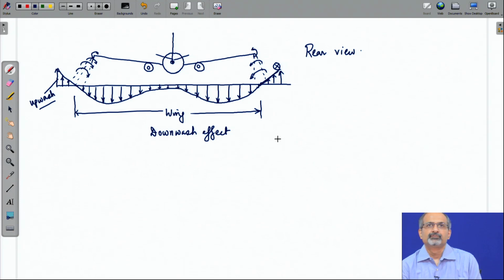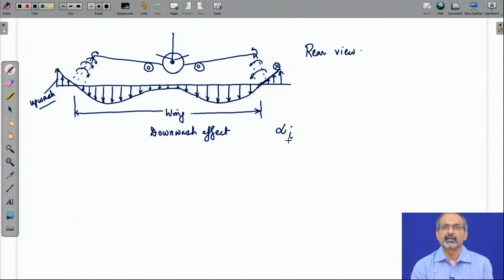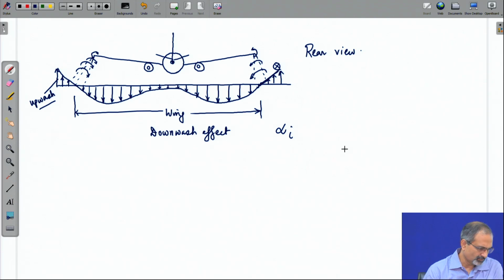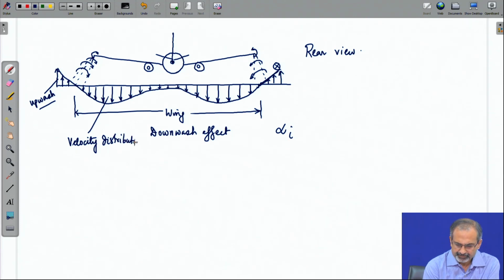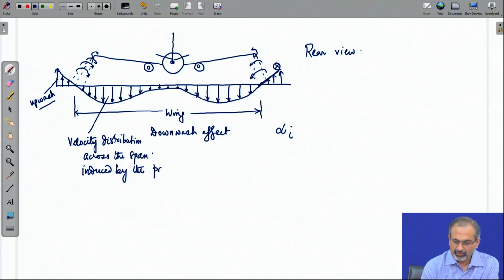Therefore, the physics that we just discussed, that you have an induced angle of attack, there is tilting of the lift force, etc. So, you can say that this is the velocity distribution across the span. Velocity distribution across the span induced by the pair of wing tip vortices.